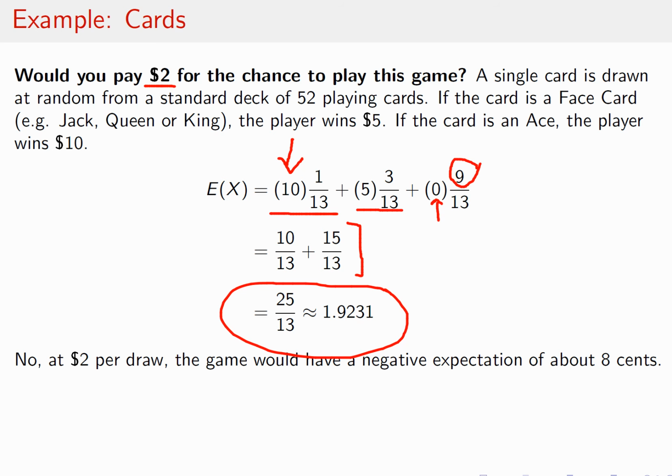All right. So in terms of winning at $0 to play, of course we'd play it for free because on average, we're winning $1.92 a trial. Okay. Would I pay $2 to play that? Well, no, because generally speaking, I'm losing about 8 cents, right?